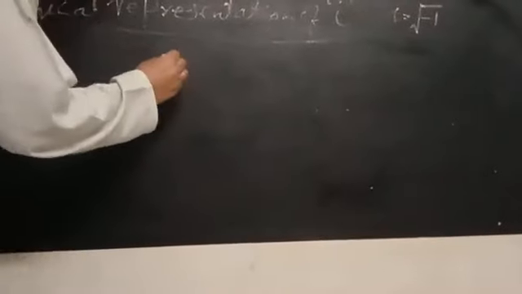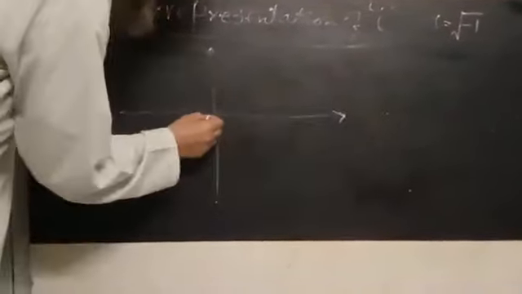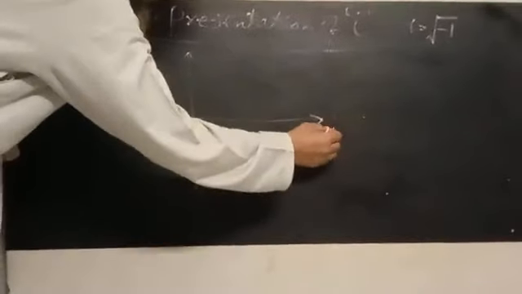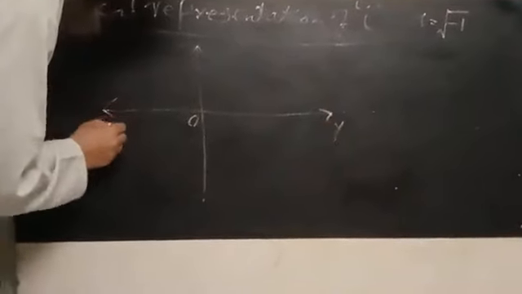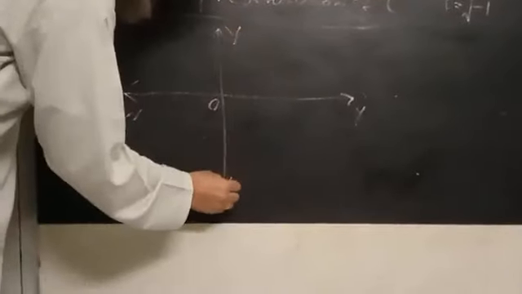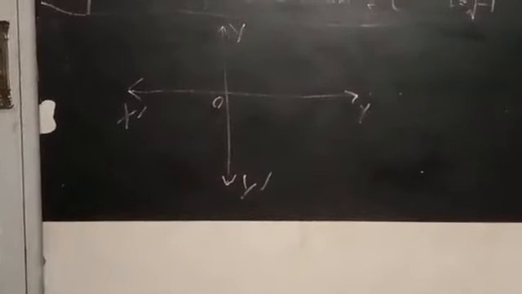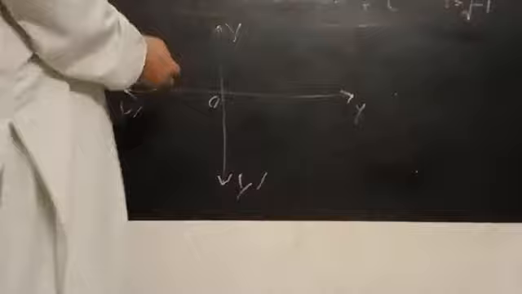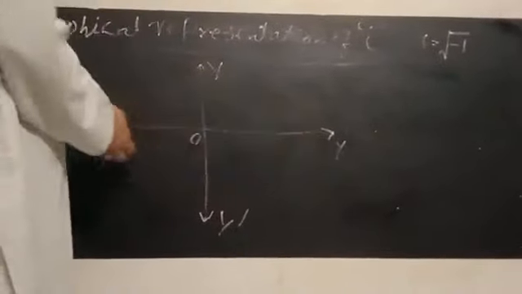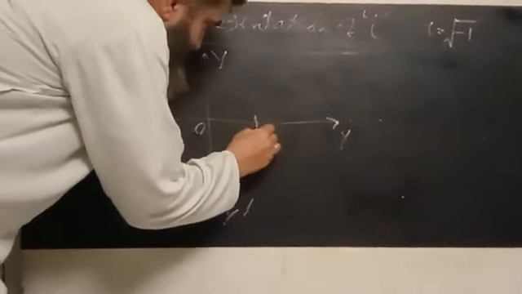Let's take a coordinate system as two perpendicular lines. One is OX dash and second is OY dash. If we have a point, and this is real line, basically this is real line. Any number, for example x, represented here, this is x.